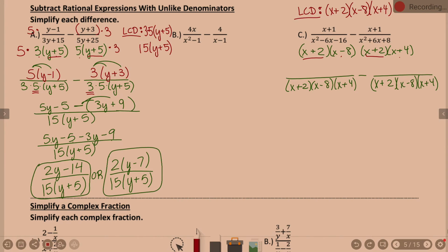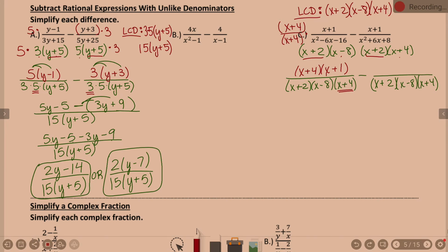So, first fraction. I need the common denominator, x plus 2, x minus 8, x plus 4. What was it missing? It's missing the x plus 4. So we're going to multiply top and bottom by x plus 4, since that's what I'm missing. That means in my numerator, I'm going to be multiplying x plus 4 times x plus 1. I personally will do that on the next step. If you want to multiply now, awesome.